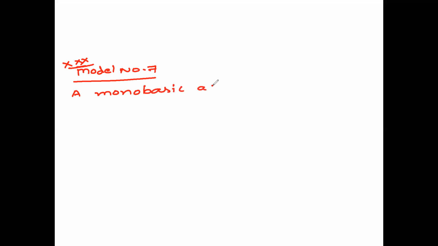A monobasic acid, a very, very important model. Model number 7, a very important model for mains level. I'm writing the question. A monobasic acid solution has pH value 5.